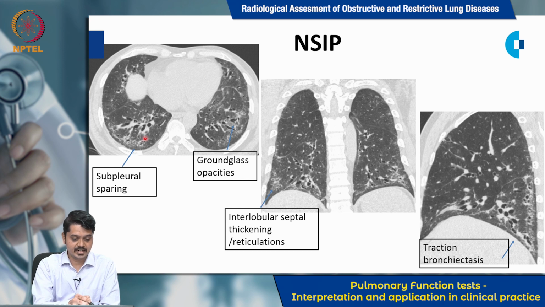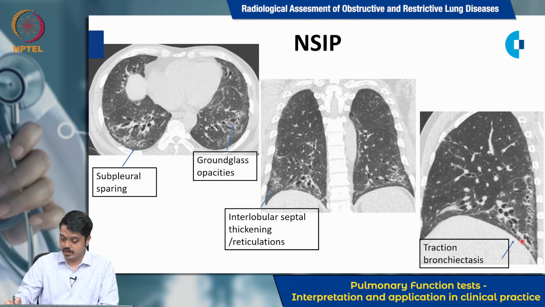This is axial CT through the lung base showing typical subpleural sparing with multiple ground glass opacities. This is a coronal reformatted CT showing the opacities are mainly concentrated in the lung base in the form of interlobular septal thickening and reticulations. This is a sagittal image showing traction bronchiectasis. We saw in the normal section that no vessels or bronchi should be seen in the outer 1/3 of the lung. Here we are finding dilated bronchi in the outer 1/3 of the lung, which is nothing but bronchiectasis.